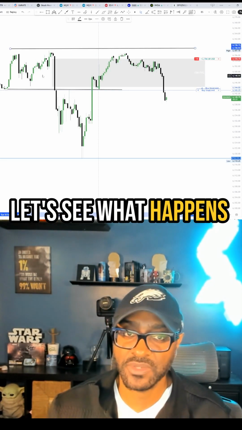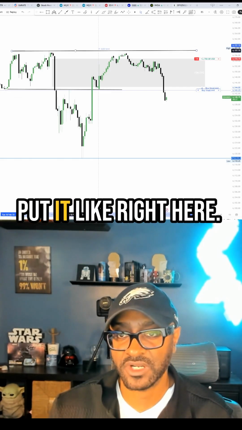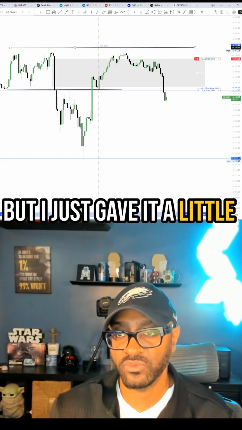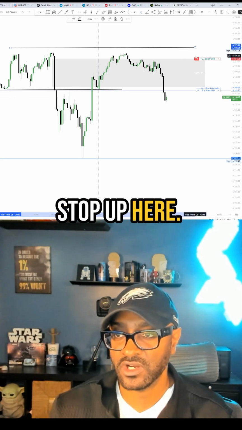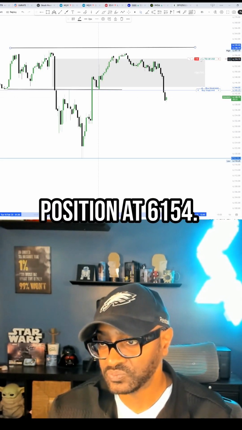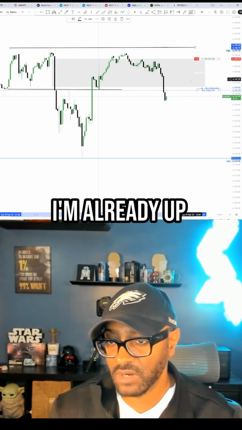So let's see what happens. If you want to be spot on, you can put it like right here. But I just have a little bit of room up here. So I have my stop up here. I started my short position at 6154. I'm already up on this trade.